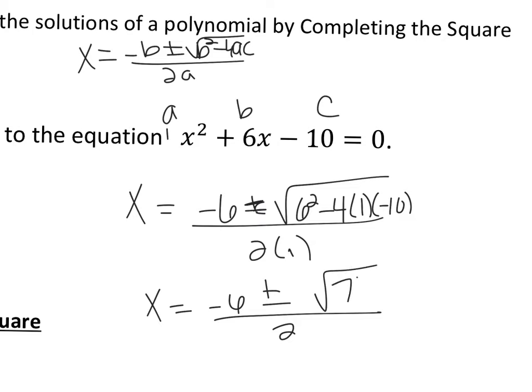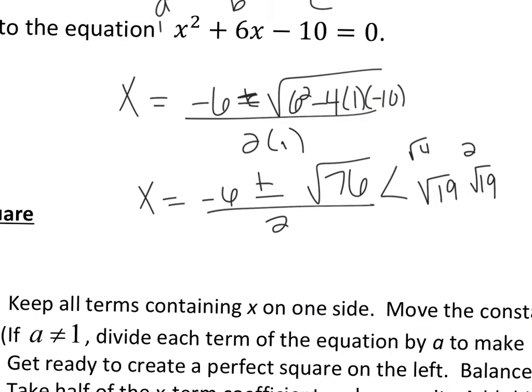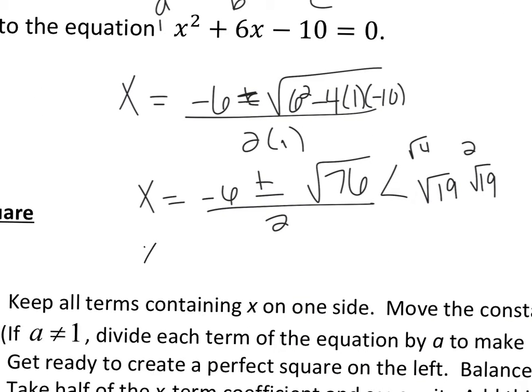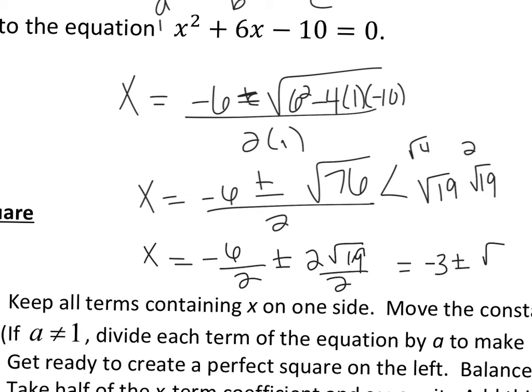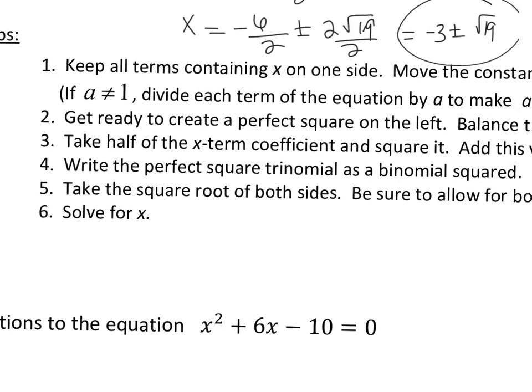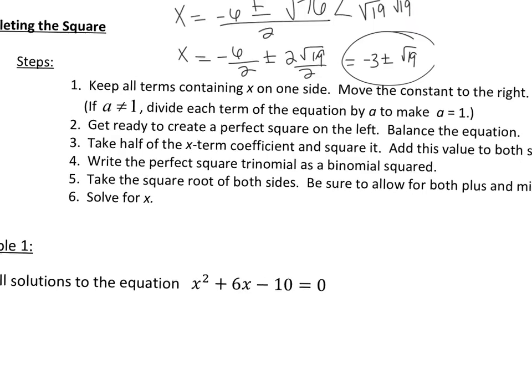So this is going to reduce to 76, so the square root of 76. And then break that up into 4 and 19. That'll get you 2 square root of 19. You're going to end up getting x equals negative 6 over 2 plus or minus 2 square root of 19 over 2. And then you're going to simplify. So it'll be negative 3 plus or minus the square root of 19. That's your answer.